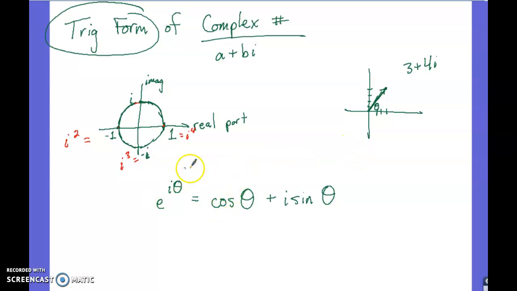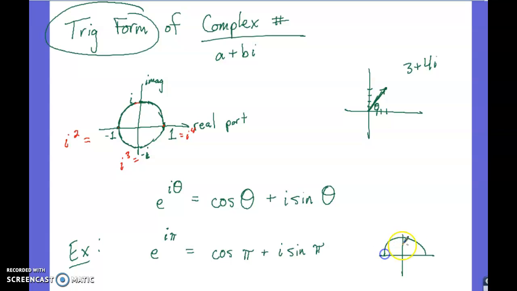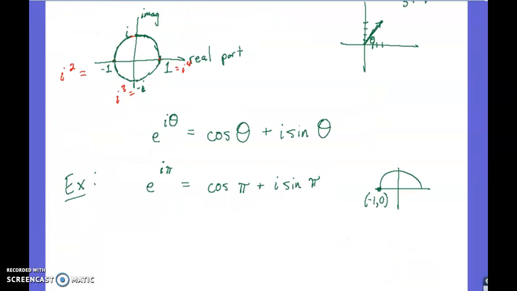So just to give you a very lame example, if I asked you to solve for e to the i times pi, where i is the imaginary number, what it's saying is it's equal to cosine of pi plus i sine of pi. Well, if you think about the unit circle, pi is over here at the ordered pair negative 1, 0. If I scroll down a little bit, you'll get to the final answer.